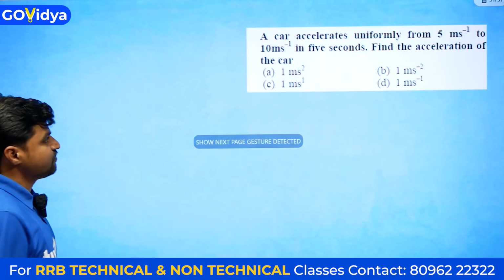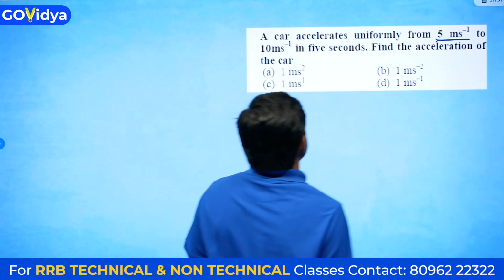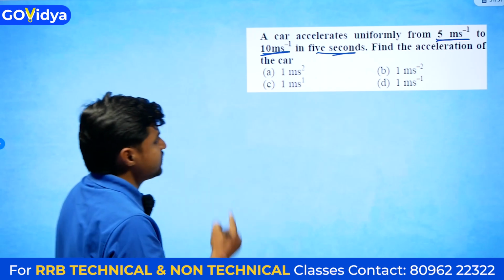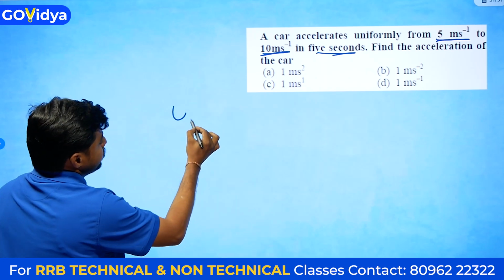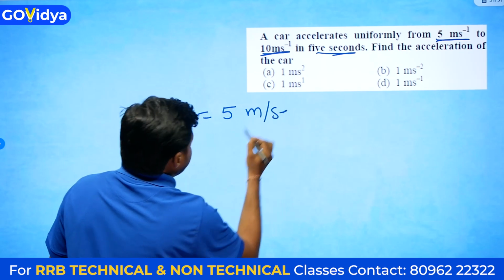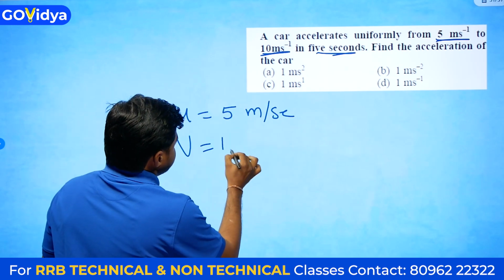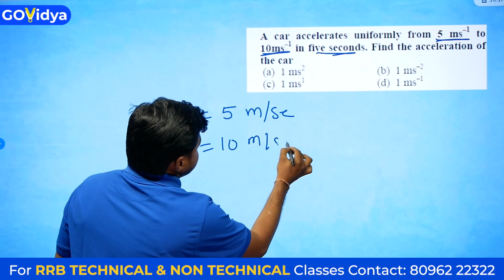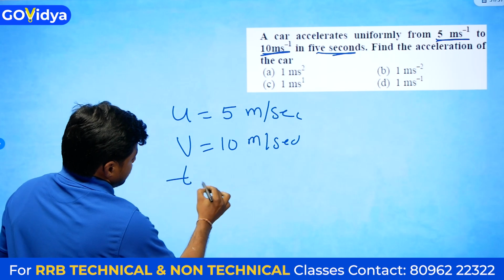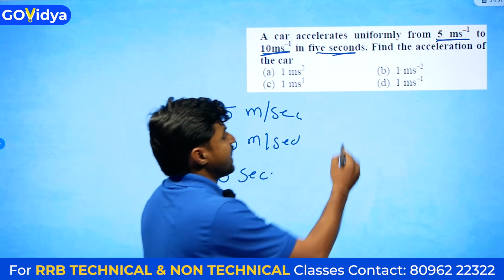Okay, first question, a car accelerates uniformly from 5 meter per second to 10 meter per second in 5 seconds. Initial velocity given, initial velocity u is equal to 5 meter per second and final velocity 10 meter per second, and time is given, time is 5 seconds. Okay, we have to find acceleration.